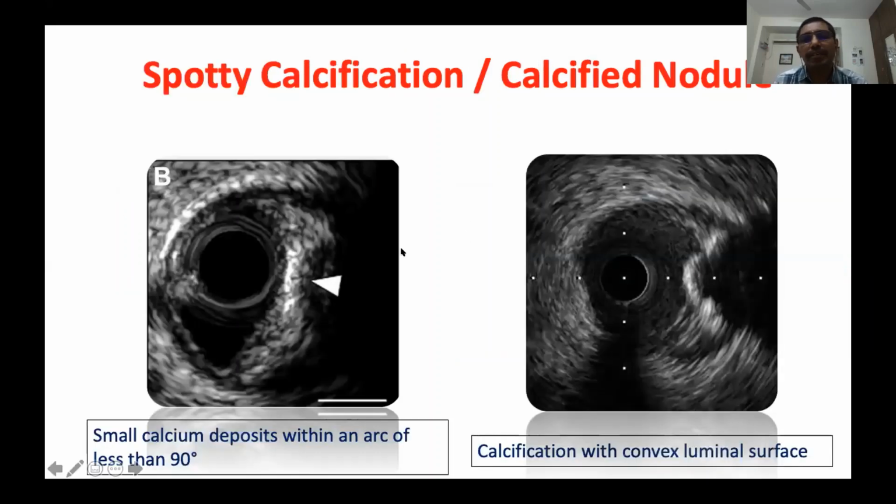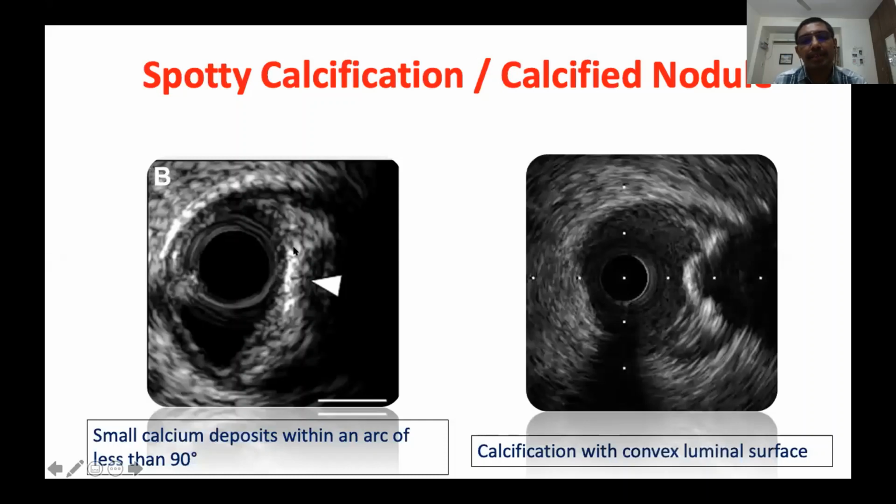And the two special varieties of calcium. First one is called spotty calcium. Spotty calcium is nothing but a calcium which subtends less than 90 degrees of the vessel circumference.